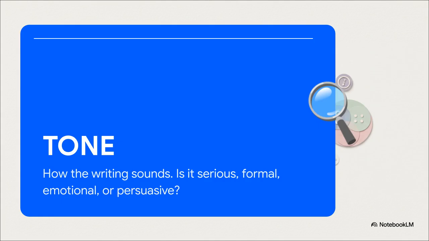Tone is all about the vibe of the writing. How does it feel? What does it sound like in your head? Is it really serious and formal, or is it super passionate, maybe even a little angry? Pinning down that feeling is your first big step.